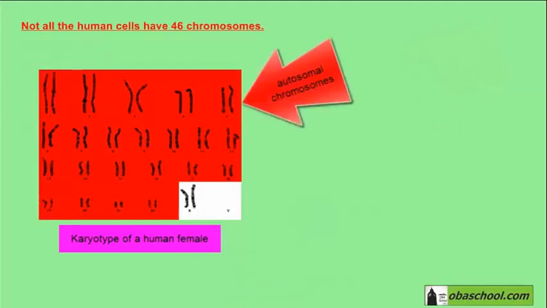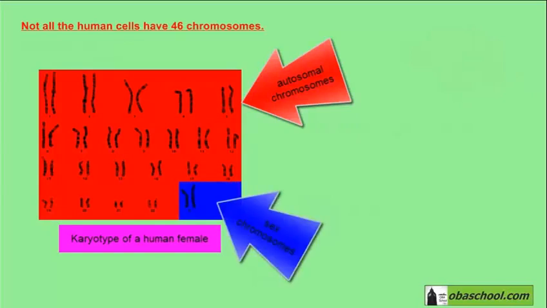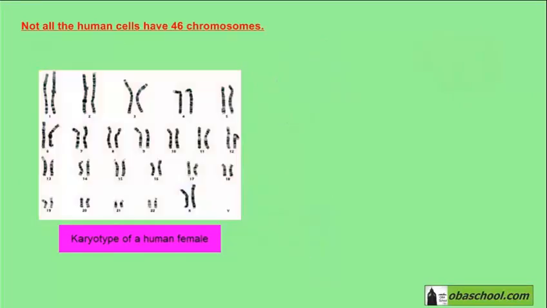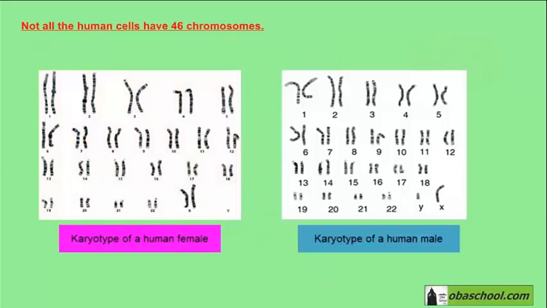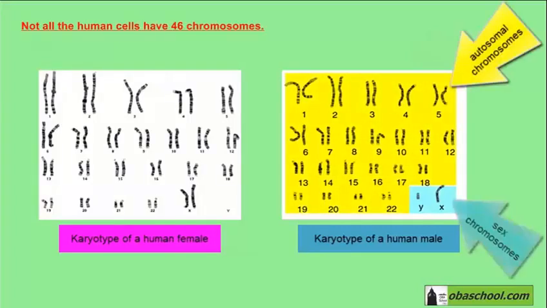These are the autosomal chromosomes. We have 22 pairs. This is the pair of sex chromosomes. This is the 23rd pair. And all in all, they make 46 chromosomes. And this is the one in the male. Same thing, except the sex chromosomes are XY instead of XX. They are not a homologous pair.